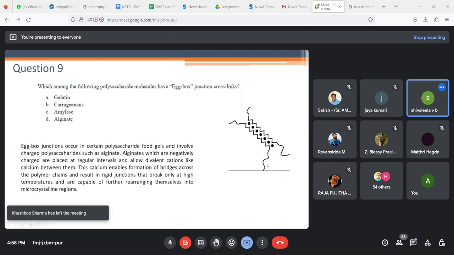So you have other types of gels as well. You have polysaccharides that can form helices. You have polysaccharides that can form microcrystallites and all. So different kinds of polysaccharides can form different kinds of structures based on the kind of interactions that they can undergo. The moment you have charged interactions, an egg box junction is formed, and this is possible only because alginate is negatively charged and it can interact with calcium ions.